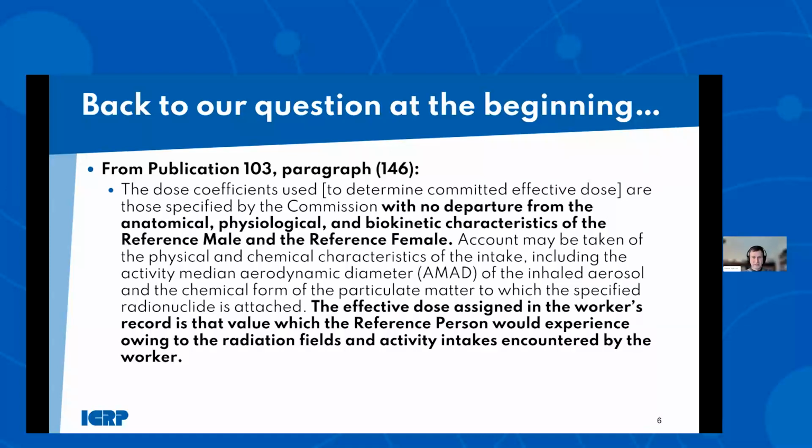So the task isn't to compute the dose of Francois or Maria or Derek. Instead, the task is to compute the effective dose to the reference person if it had the same exposure that Francois, Maria, or Derek received. The idea is that if the system is protective of the reference individuals, then it is protective of Francois and Maria and even Derek.